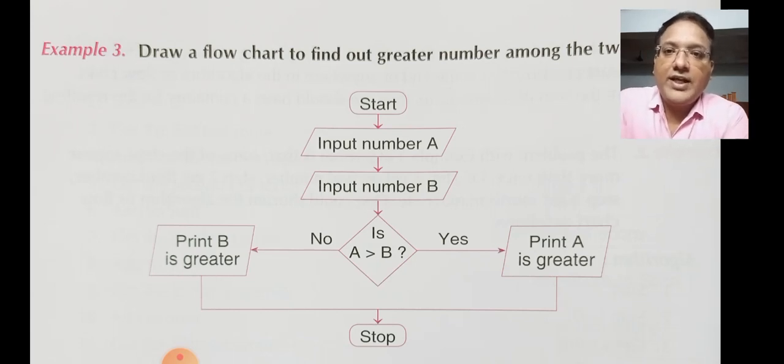Suppose if you take A is equal to 6 and B is equal to 5. So 6 greater than 5, is it true or false? So it is true. So it will go to yes. Print A is greater and then stop.